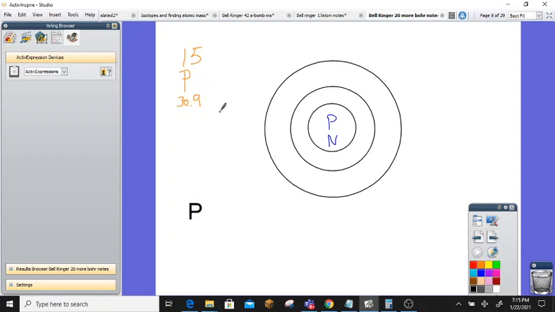Okay, phosphorus. 15 protons, 15 electrons. So remember, 2 can fit in the first ring, 8 can fit on the second ring, and up to 8 can fit on the third ring. So how many electrons did I put already? 1, 2, 3, 4, 5, 6, 7, 8, 9, 10, 11, 12, 13, 14, 15. Okay. 31 minus 15, 16. 16 neutrons. And here we have phosphorus.